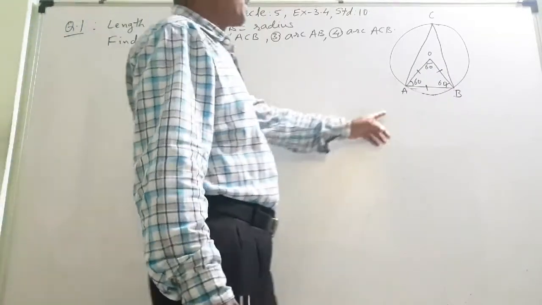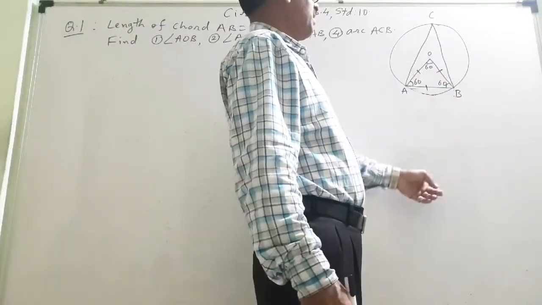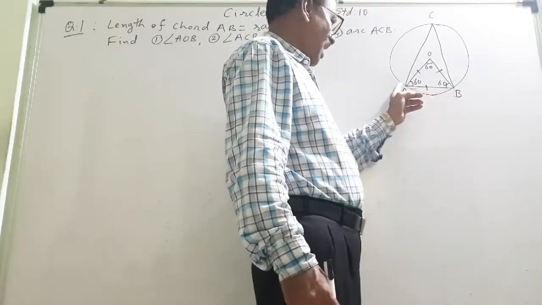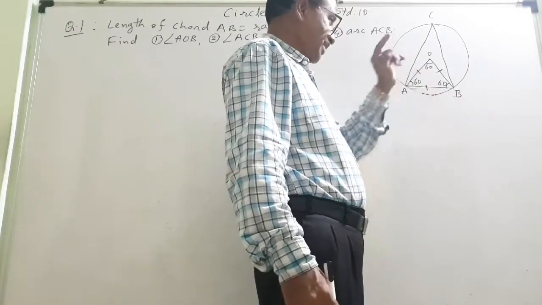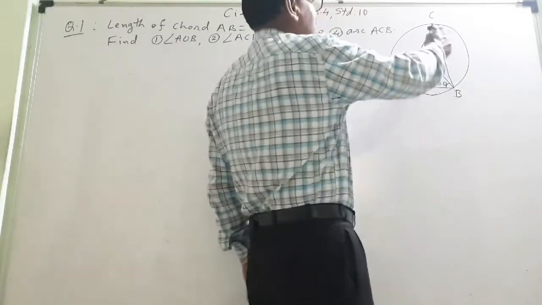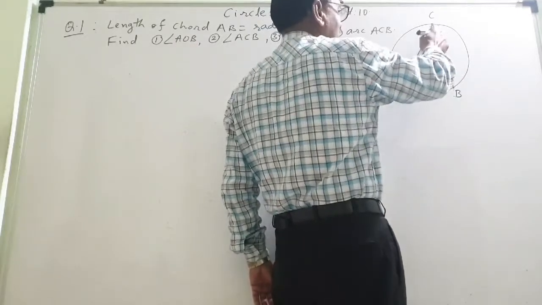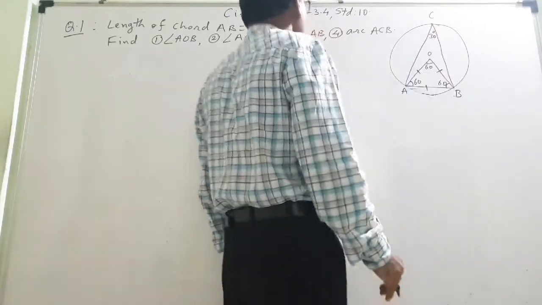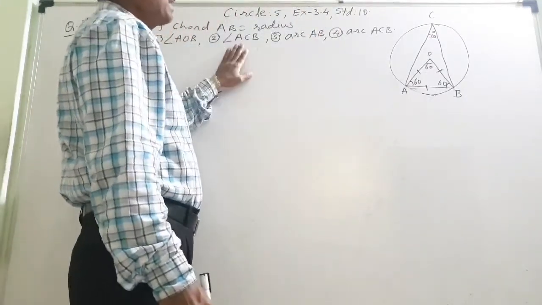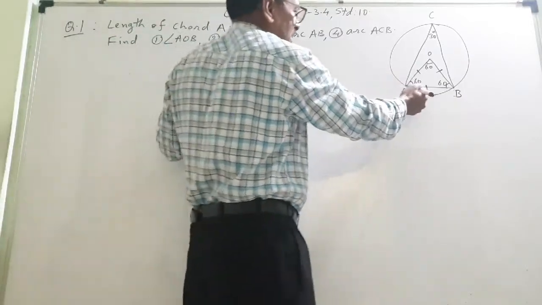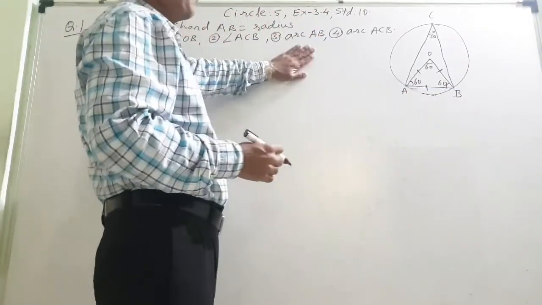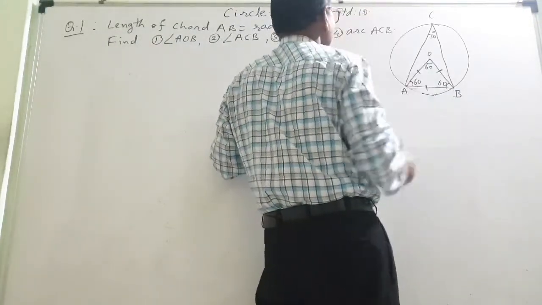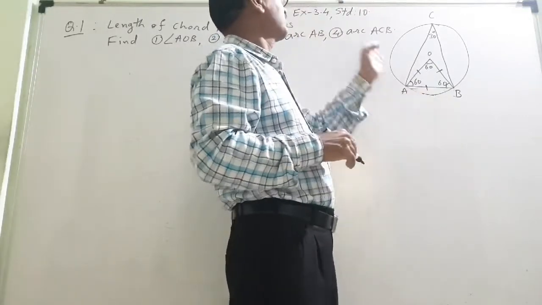Now angle ACB. So angle AOB is equal to 60 degree. That means the arc AB, its measure is 60 degree. Now what is this angle? This is half of this. Half of this means this will be 30 degree. Then what is else? Angle ACB. ACB is half this arc AB. The central angle is equal to this. So arc AB is equal to 60 degree.